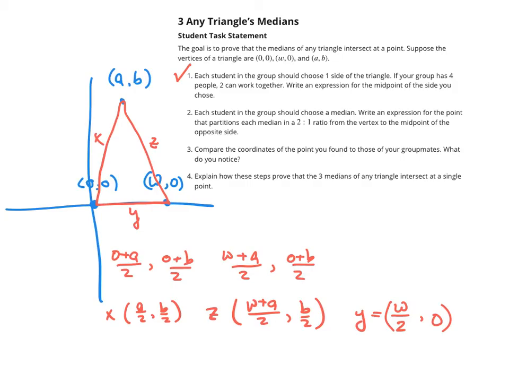Each student in the group should choose a median. Let's change colors. I'm going to go from here to there. Write an expression for the point that partitions each median in a 2-to-1 ratio. Remember, we have 2 to 1, from the vertex is the 2, the median side is the 1. So if we did that, of course I'm out of space.